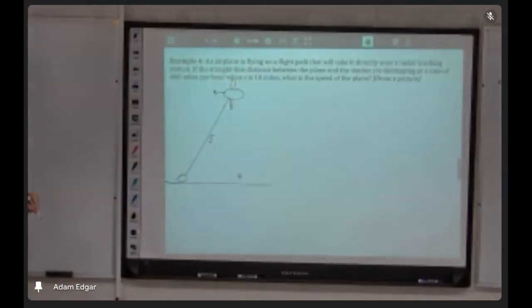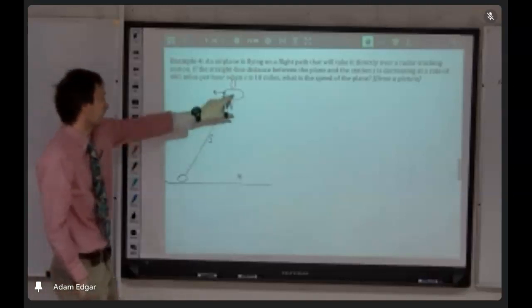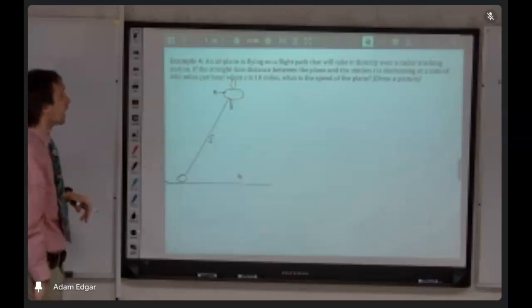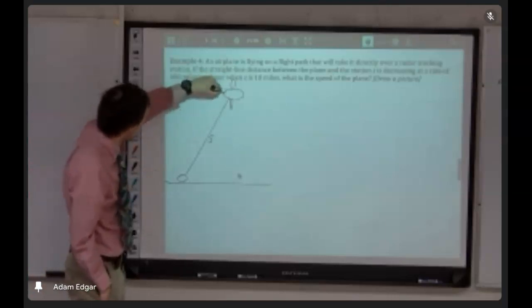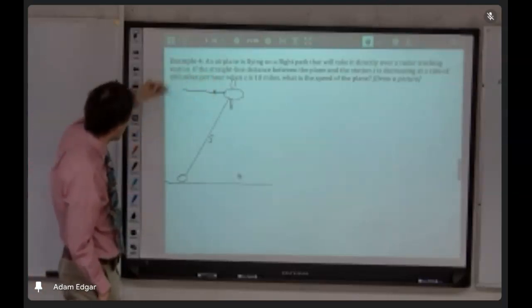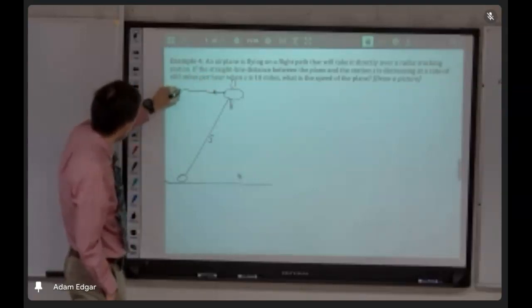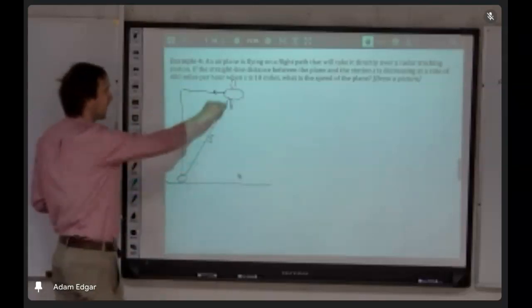We tell you how that's decreasing, and we tell you what S is. So we give you a lot of stuff about S, the distance directly from the plane down to the tracking station. And then we want to know what's the speed of the plane. So if we just continue this arrow here for the direction of the plane, it's moving like this, till it's right over top of the radar tracking station, and then you can draw a vertical line here. We'll assume that the plane is flying horizontal.